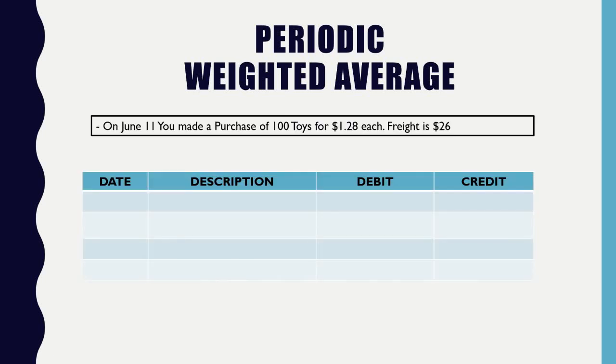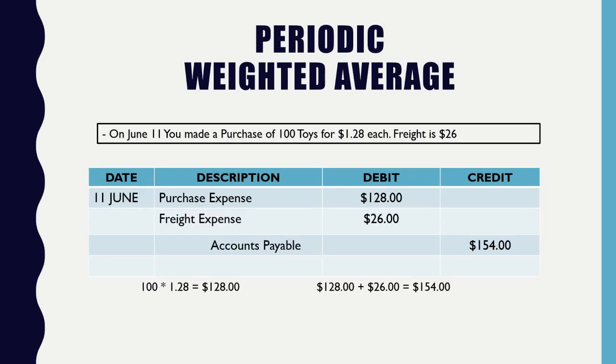Now we're going to move on to the second one, which is June 11. We made a purchase of another 100 toys at $1.28 each, with freight of $26. How do we journalize this? Start with the date. Purchase expense for $128. Freight expense $26. And accounts payable. Yes, so understanding this is good.